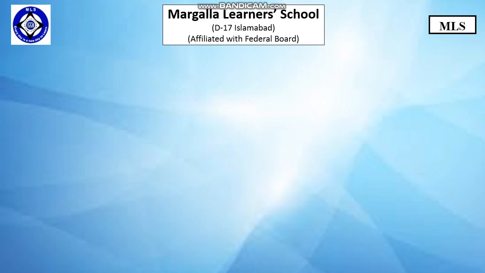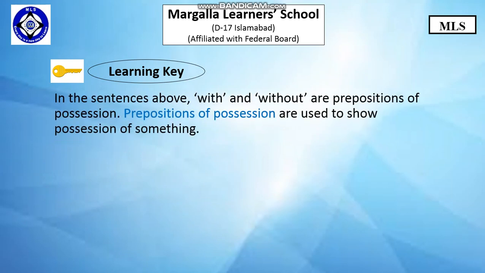Now, did you see the highlighted words with and without in the text above? They are prepositions of possession. Prepositions of possession are used to show possession of something, which means that they are used to show something belonging to a person, animal, or thing.